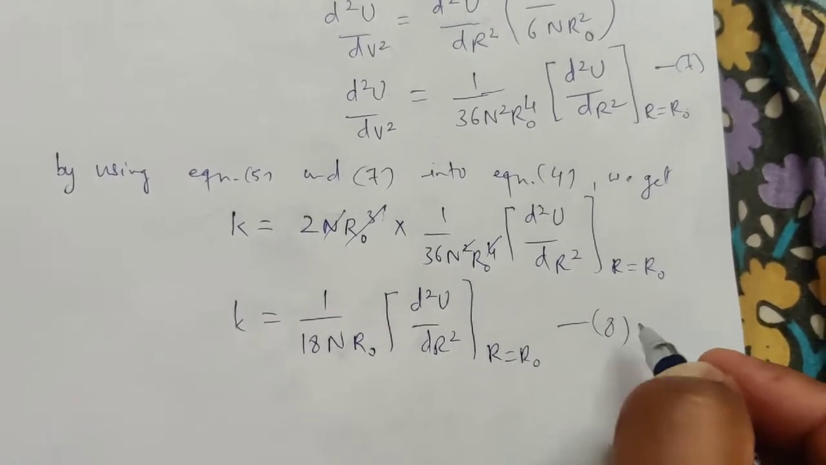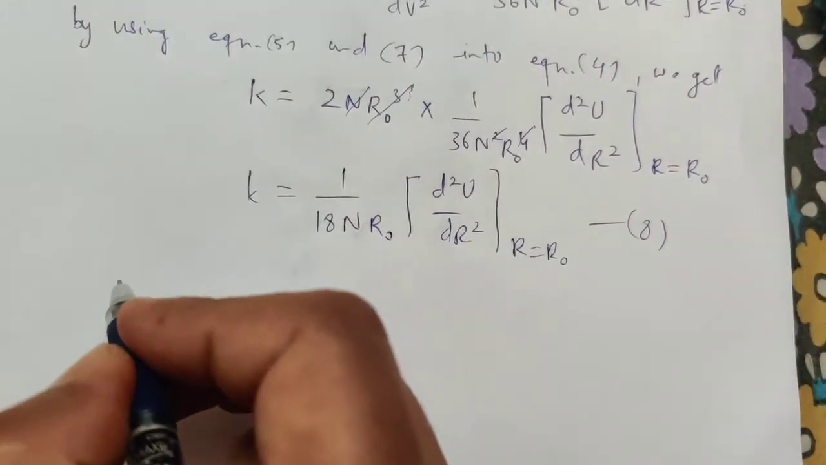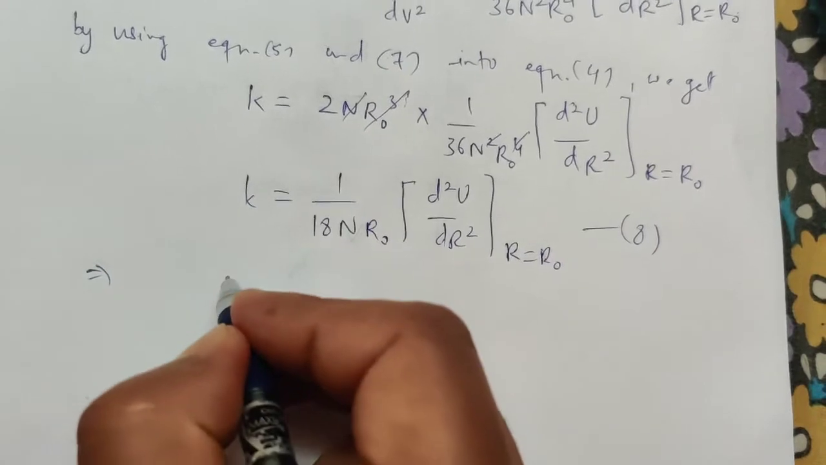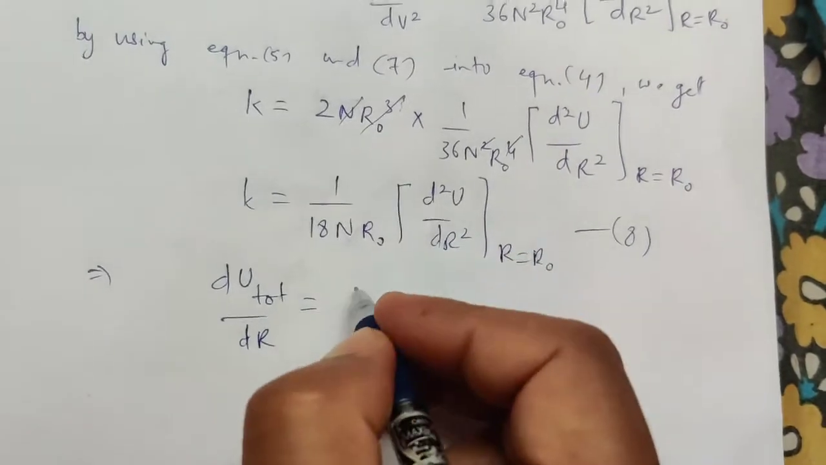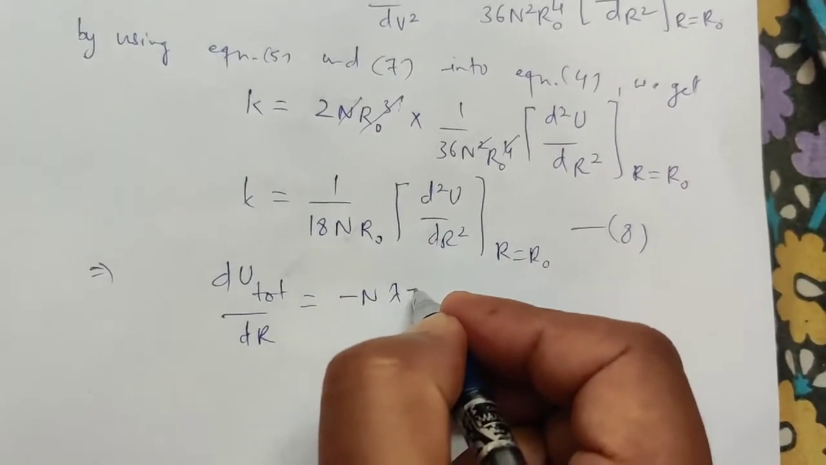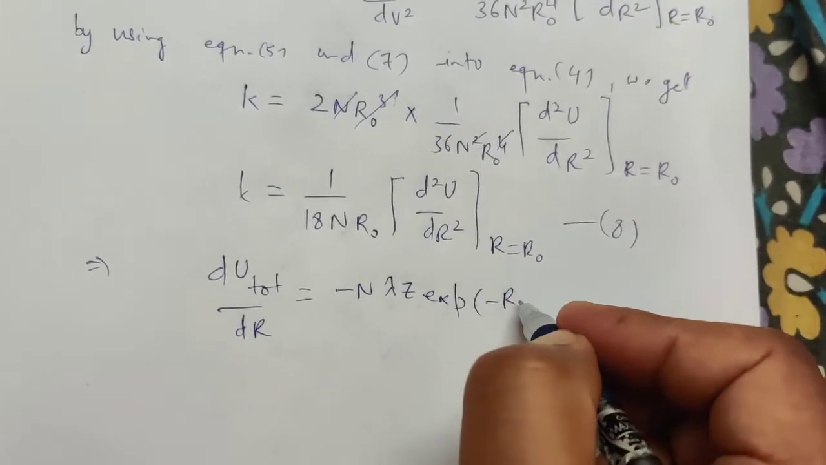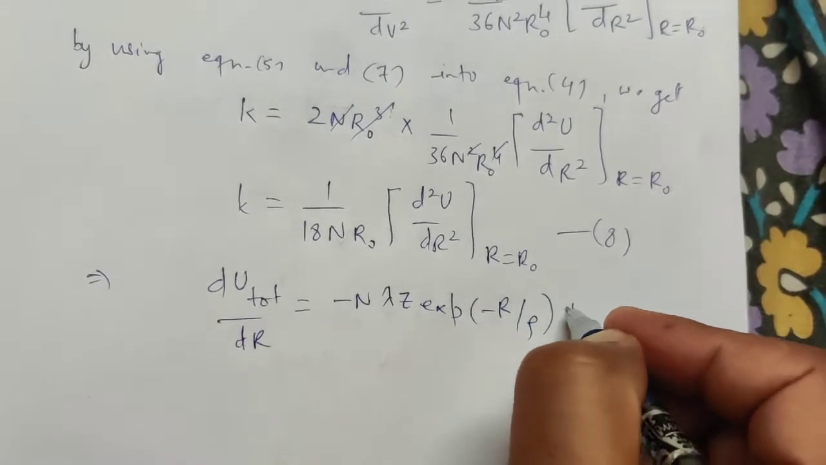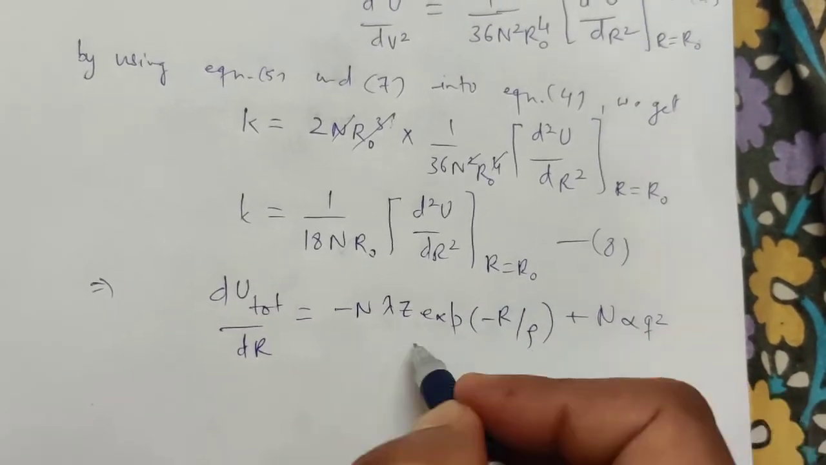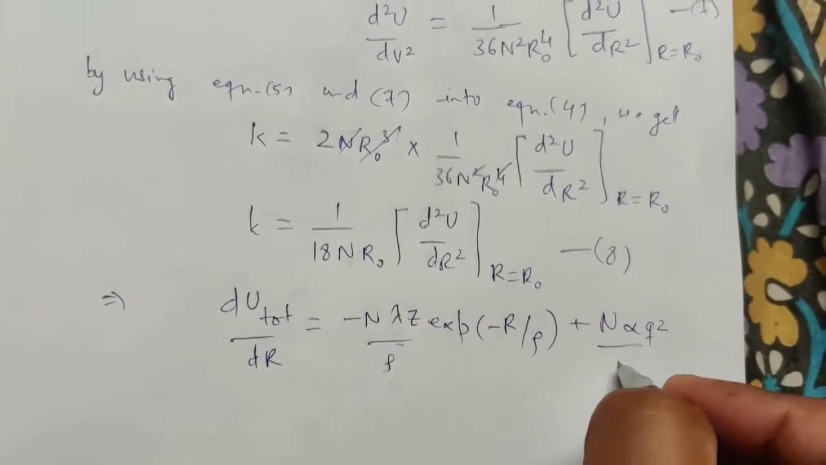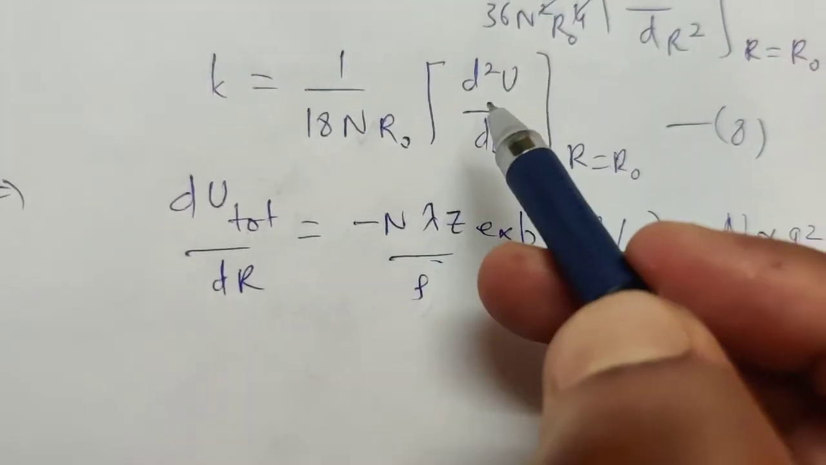This is equation number 8. Since from the previous article I have calculated that dU total upon dr is equal to minus n lambda z exponential r upon rho plus n alpha q square, divided by rho, divided by r square. Now double differentiate, because I have to find this.